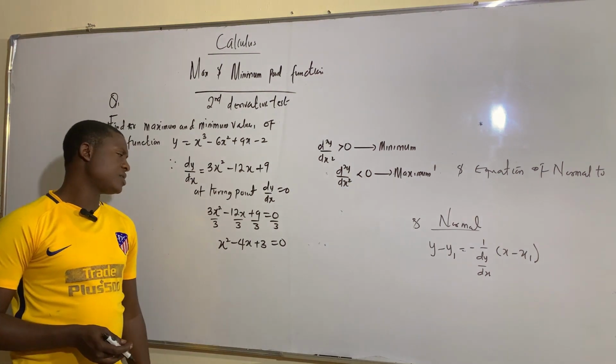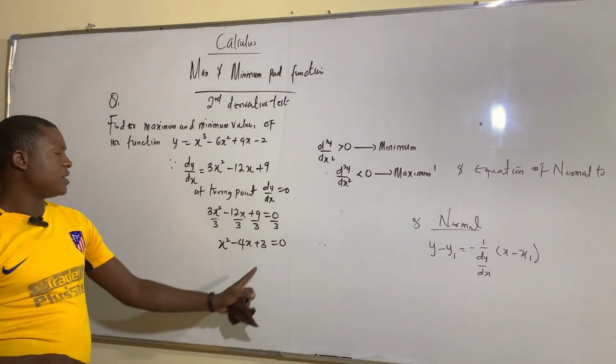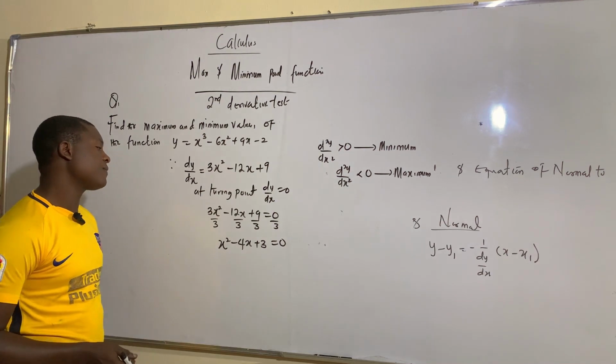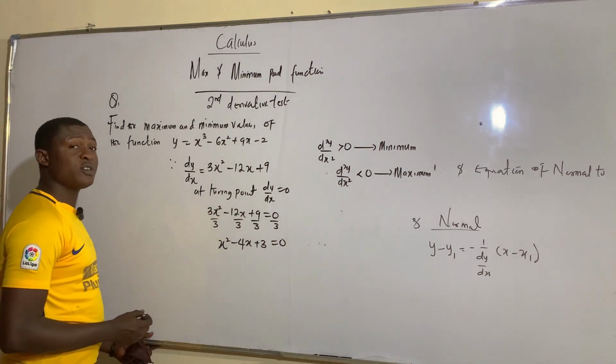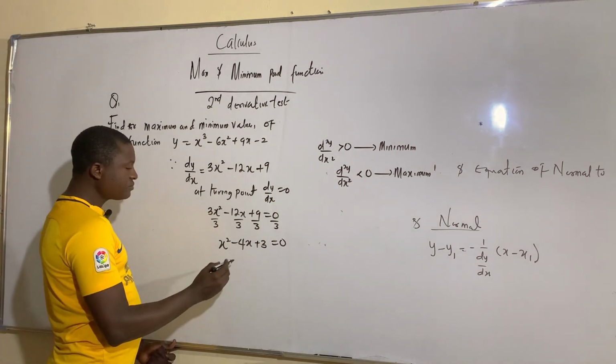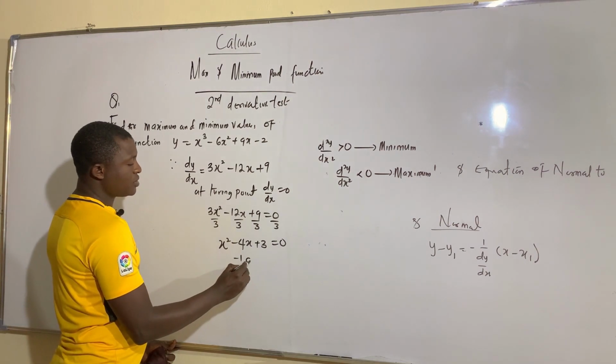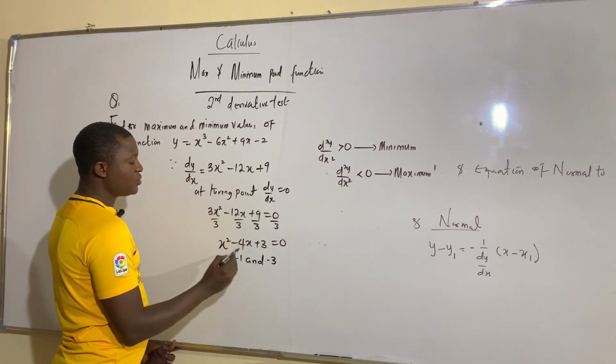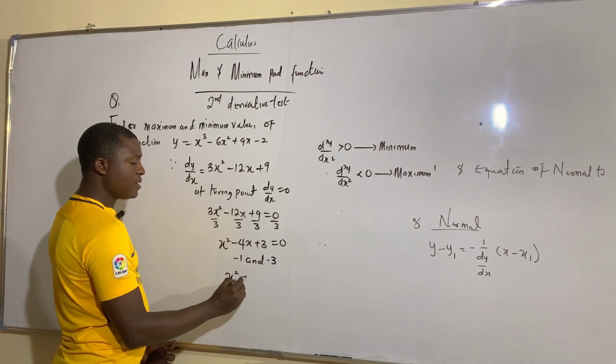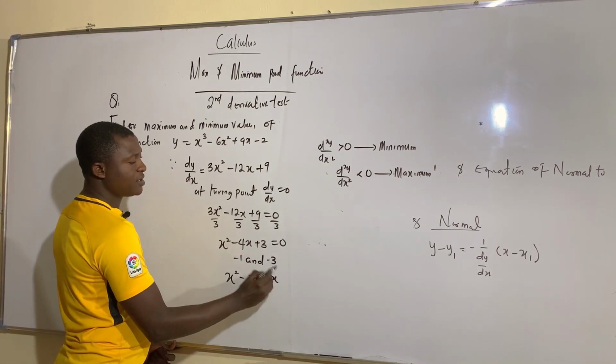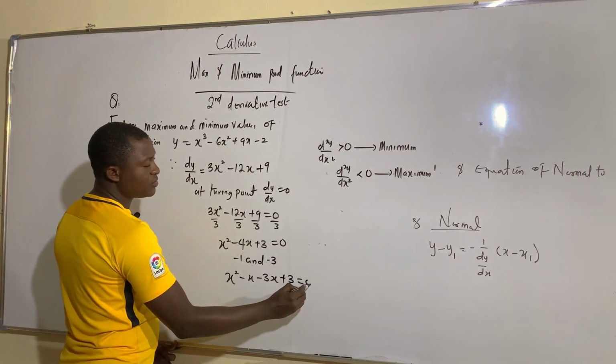So let's use factorization: two numbers that if you multiply them we get 3, and if you add them we get minus 4. I think it's minus 1 and minus 3, right? So minus 1 and minus 3. So here I can have x squared minus x minus 3x plus 3 is equal to 0.